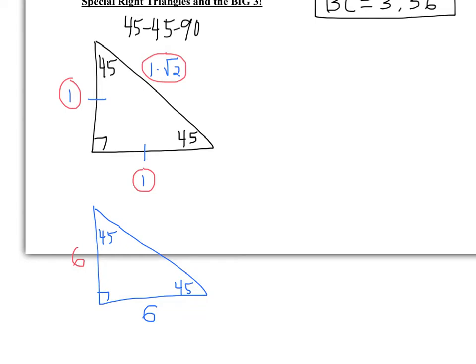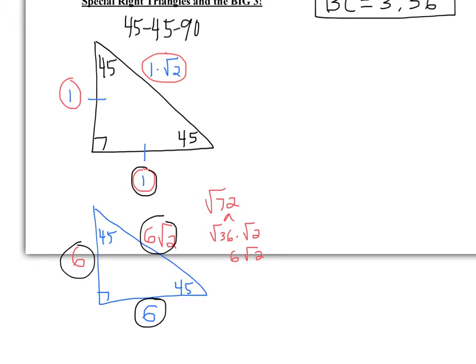And sure, you can sit there and do Pythagorean theorem, 6 squared plus 6 squared. That's going to give you 36 and 36, which is 72. And if you were to square root your 72, this is really radical 36 times radical 2, which gives you 6 radical 2. You could totally avoid that by knowing that these sides are in a ratio of, like we set up here, 1 to 1 to 1 radical 2.